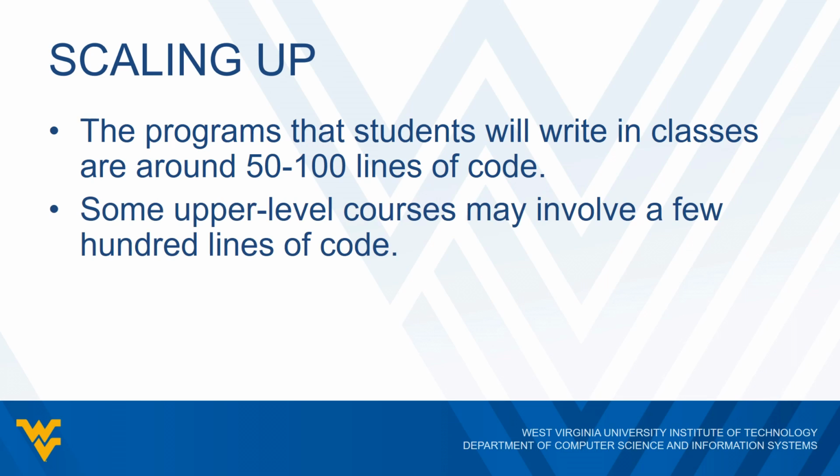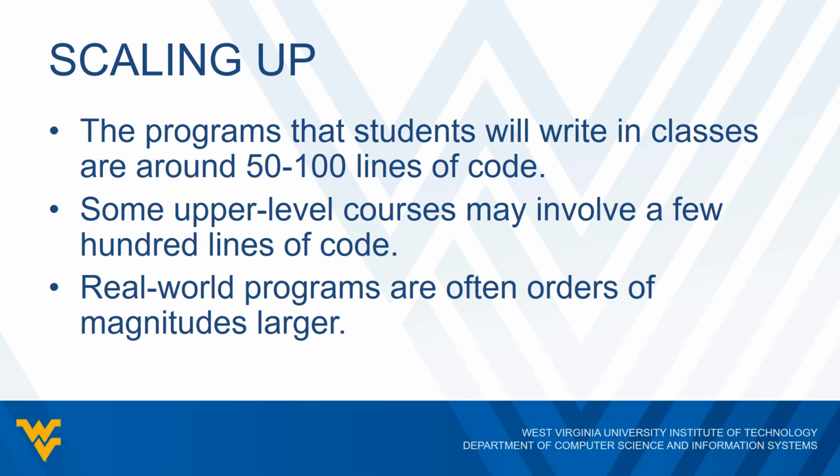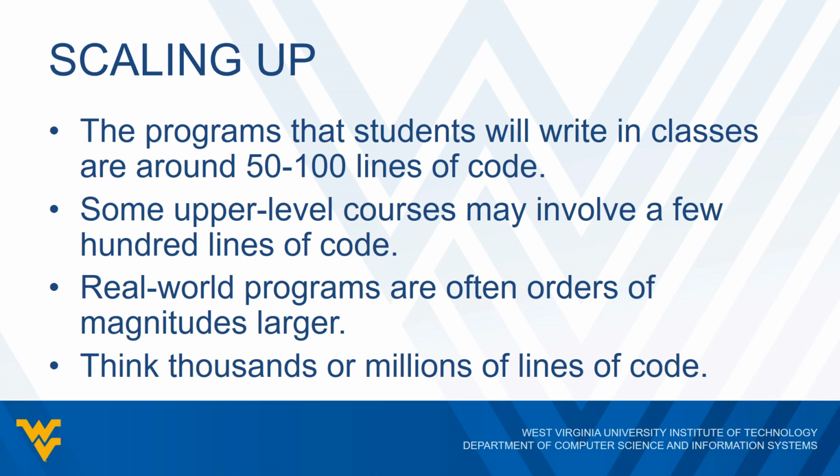Now some of your upper level classes may involve a couple hundred lines of code. So that's a little bit bigger than what you're used to, but still, compared to real world problems, the things you're going to be doing in your classes are very small. Most of the real world programs that people are writing are thousands or even millions of lines of code, because we're talking about truly large software systems. So it's going to be a big task to make sure that you are writing code properly, writing it correctly, and doing all the necessary steps. Because if something is wrong and you have to go back and look over millions of lines of code, you're probably not going to have a good time.